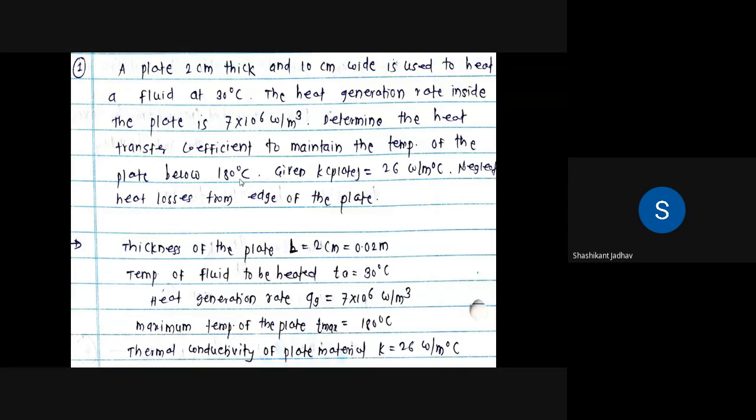Then K of the plate is given, the thermal conductivity of the plate, that is K is equal to 26 watt per meter degree Celsius. So write down: L is equal to 2 centimeter, TA is equal to 30 degrees Celsius, Qg is equal to 7 into 10 raised to 6, T max is equal to 180 degrees Celsius, and K is equal to 26 watt per meter degree Celsius.